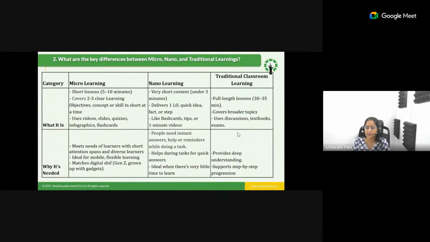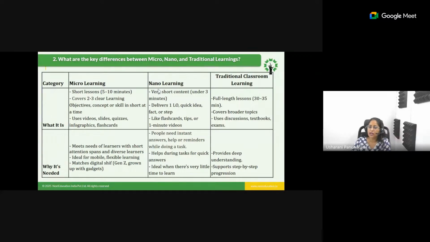Now coming to the next slide, what is the definition of micro or nano learning? When you see here, these are short lessons of 5 to 10 minutes, not more than that. It covers 2 to 3 clear learning objectives, a concept or a skill in a short time. And what do we use as multimedia tools? It can be videos, slides, quizzes, infographics and flashcards.